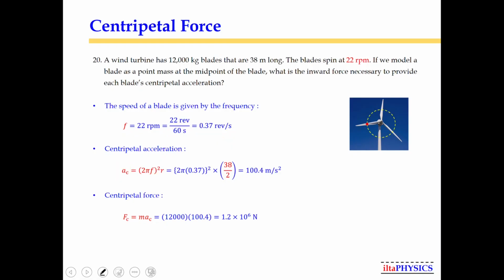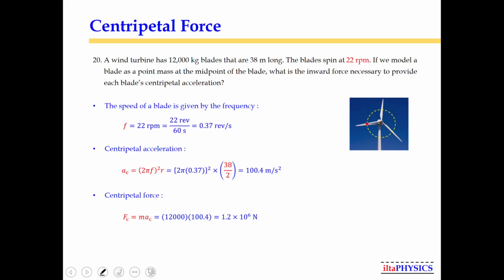The thing to be careful about here is the value of the radius, r. Since the entire blade is 38 meters and the center of mass is in the middle, we must use half of that, which is 19 meters, for the radius. This corresponds to the position of the red dot in the figure. Calculating this way, the centripetal acceleration comes out to 100.4 meters per second squared.